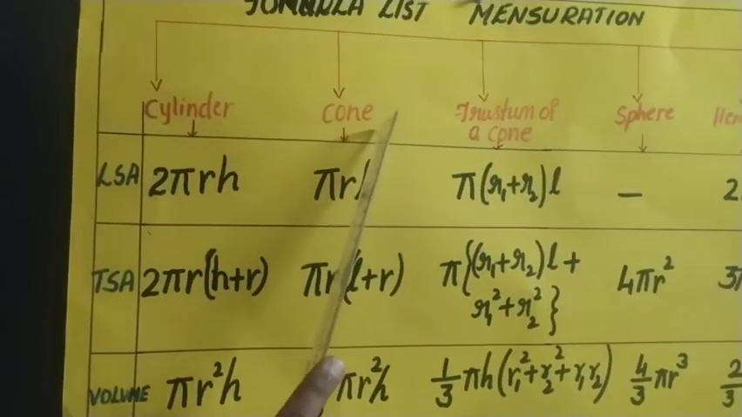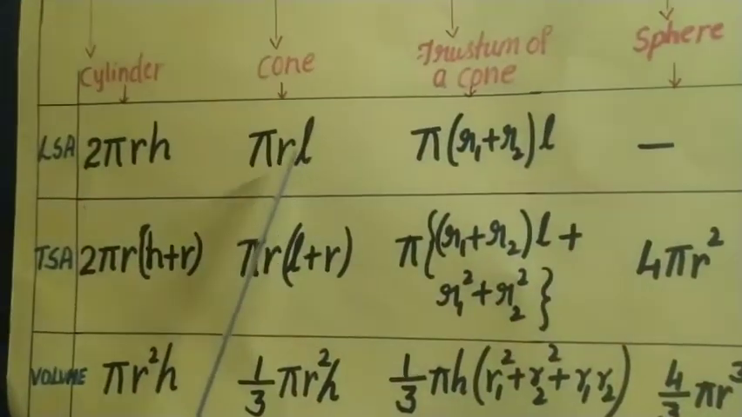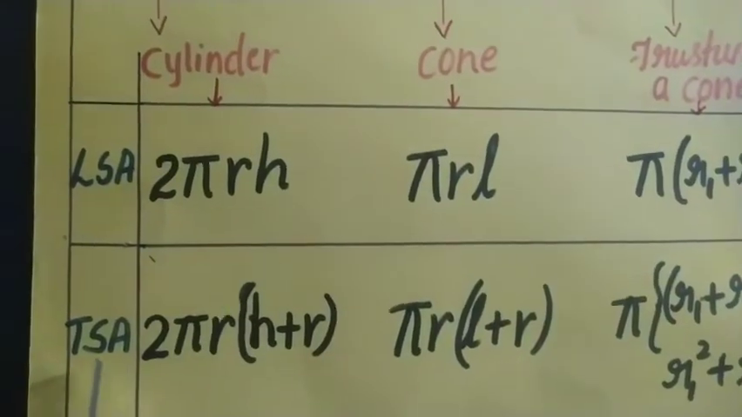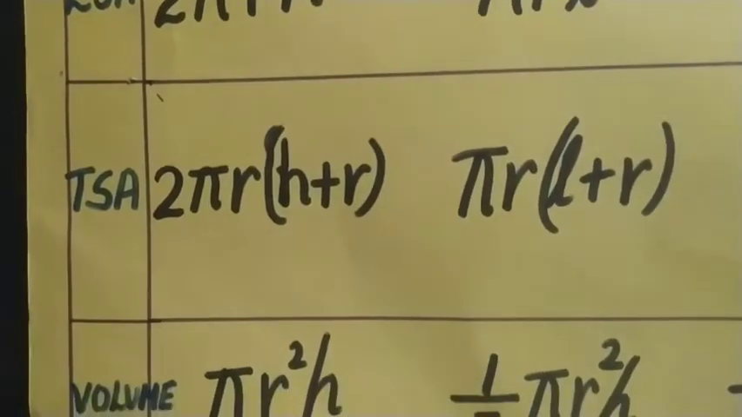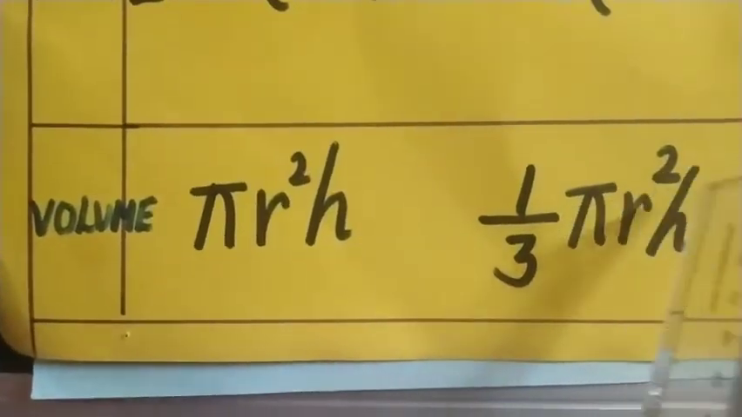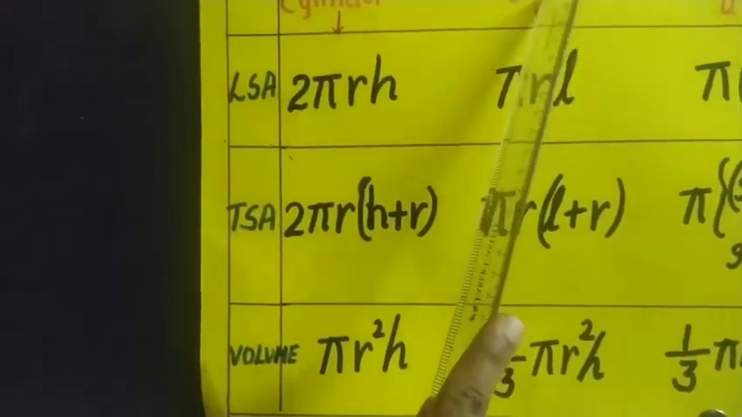Next, coming to the cone formula. LSA is nothing but pi RL. Next, TSA of cone is equal to pi R into L plus R. Coming to the volume, it is 1 by 3 pi R square H. So these are the three important formulas of cone.